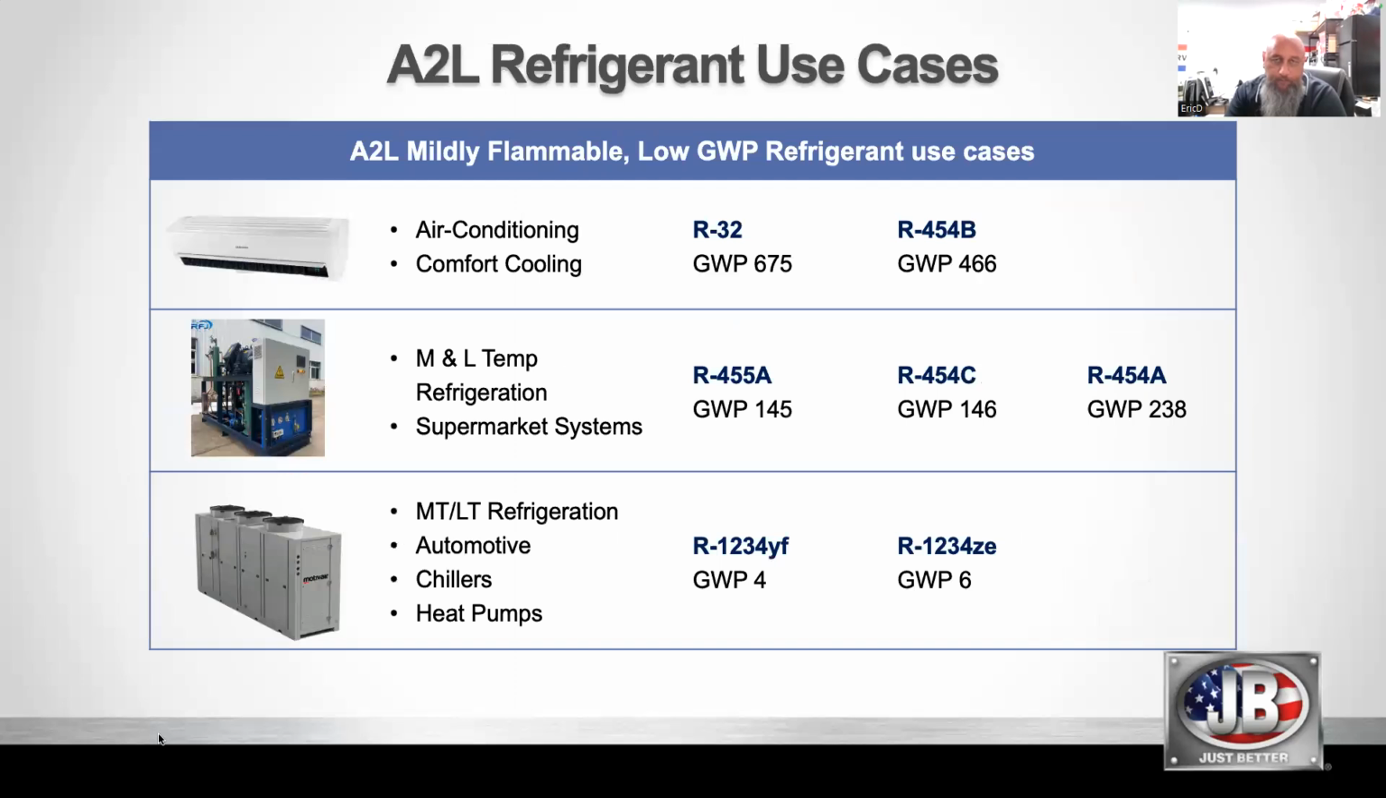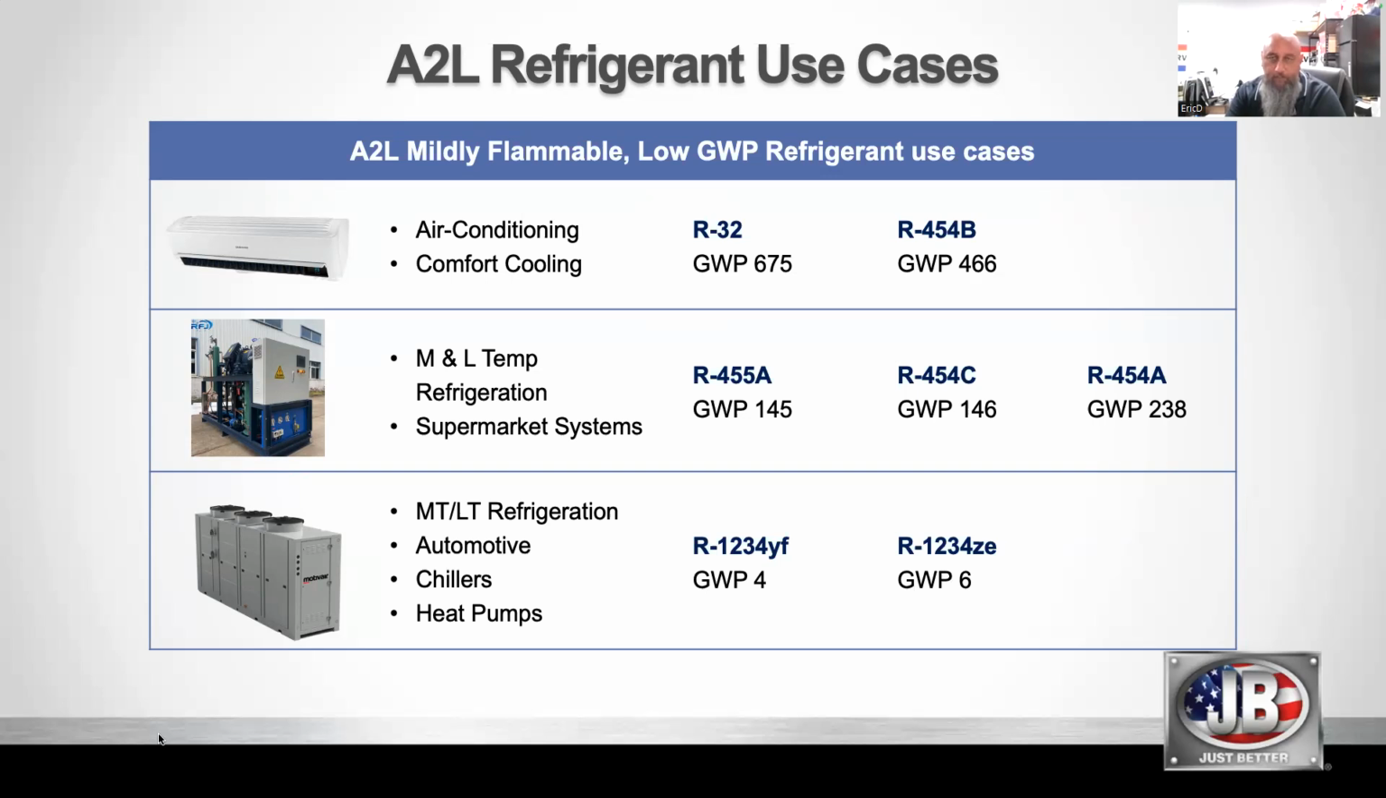So there are other A2Ls out there, as we mentioned earlier on. If you look at air conditioning and comfort cooling, those two main refrigerants, 32 and 454B, are the ones that the majority of techs will come across. But if you start going up into commercial and industrial refrigeration, you'll see that there's a whole bunch of others out there as well.